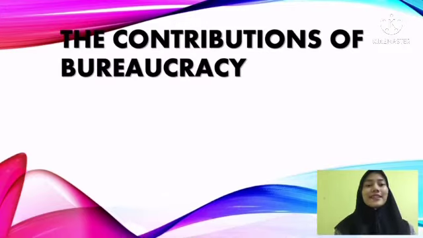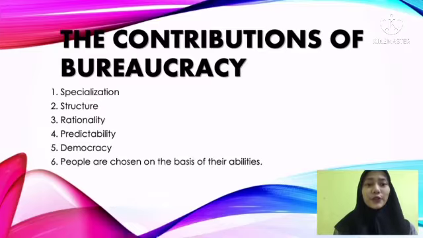So, in this slide, I will talk about the contributions of bureaucracy. The first contribution of bureaucracy is specialization. Specialization means each team member is given a specific task and is capable of delivering higher results over time. Next is structure. Structure identifies the roles and responsibilities as well as reporting relationships inside a common hierarchy, creating a formal structure. Structure aids members in understanding their jurisdictional boundaries and allows them to operate without conflict.